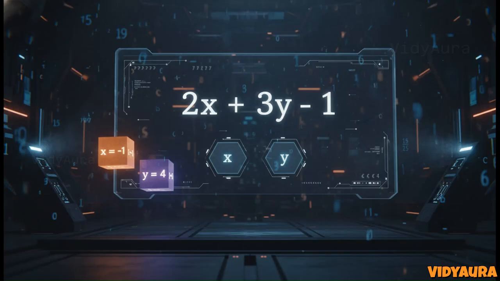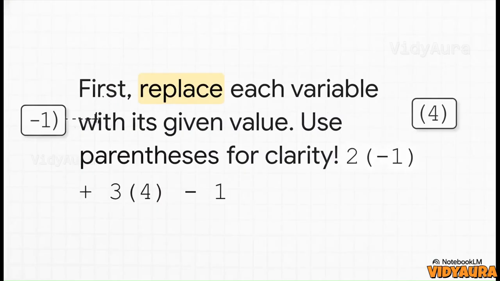Let's tackle this problem together. We need to evaluate 2x plus 3y minus 1. And they've told us that for this problem, x is negative 1 and y is 4. So let's plug them in and solve it. The very first thing we do is substitution. We carefully go through and replace every x with negative 1 and every y with 4.